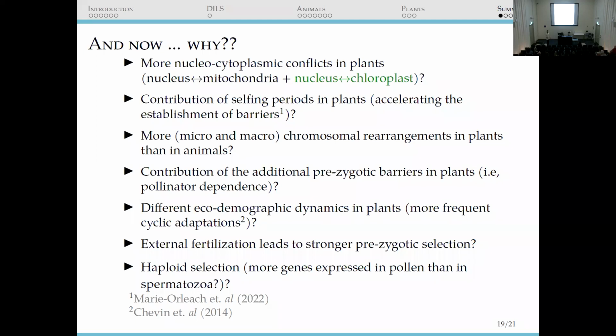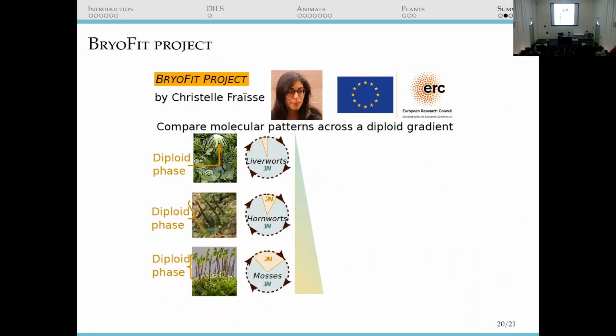So if species barriers are recessive, well, of course, we are diploid, but we are still able to produce some haploid cells: spermatozoa, ovules, they are haploid. So maybe we have more genes expressed in pollen, which is more complex than spermatozoa. Maybe we simply have in plants the same number of barriers, but they are more expressed because we have more genes expressed in pollen. It's something which is actually studied by Crystal Freys.